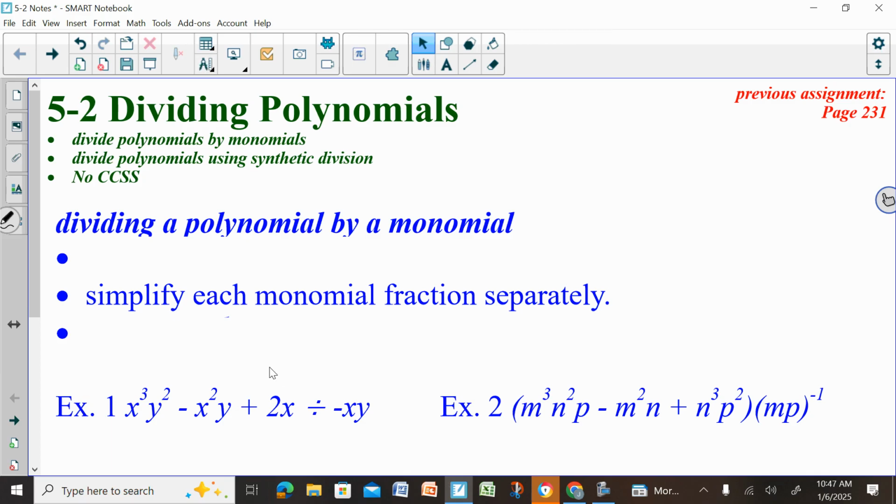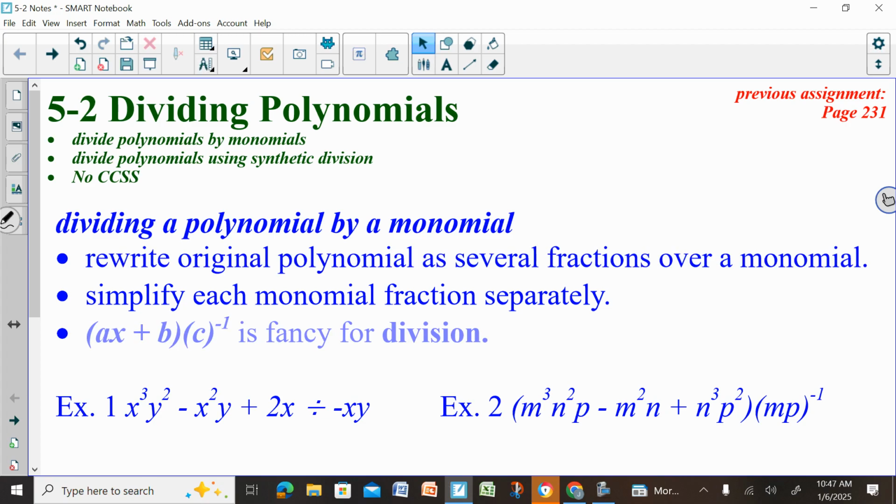And so if you look at these examples down here, example 1 has a trinomial divided by a monomial, and example 2 also has a trinomial divided by a monomial. So when we look at division, we do it in a couple different steps here. We're first going to look at polys divided by monos. The process is different. So a couple things when you're dividing a poly by a mono, you want to write it as several fractions over the monomial.